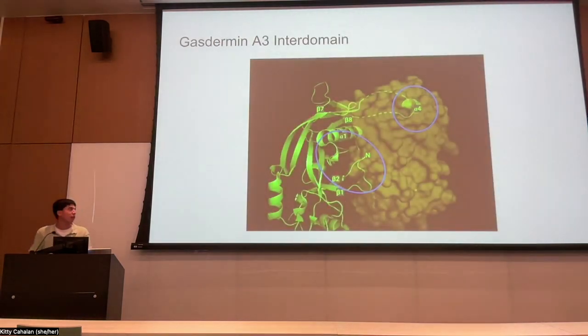This is the gasdermin A3 interdomain. This is the primary and secondary areas where autoinhibition happens. And it is between the alpha-1 helix, the beta strand 2, and the other beta strand 1, and that is for the primary. And the secondary is between the alpha helix 4 as well as the alpha helix 9, which is now on this right here.